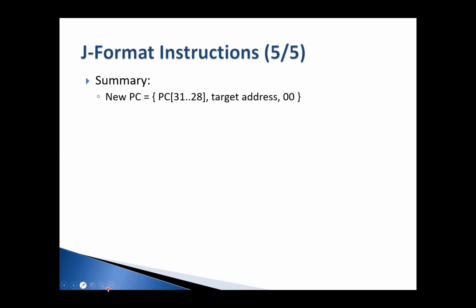Again, your new PC, the target PC, will be the 26-bit address with 2 more zeros at the end, and then the first 4 bits, bit 28 to 31, the leftmost bits or the most significant bits of your PC. When you combine these bits together, that's your final target. Okay, so make sure that you understand where these portions come from.